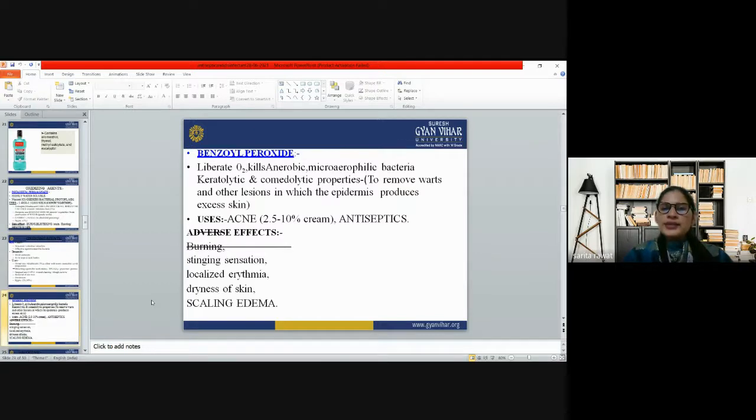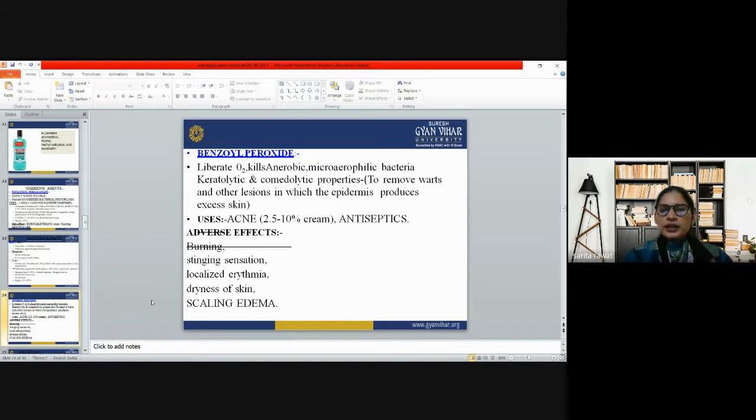Then we have benzoyl peroxide. Benzoyl peroxide liberates oxygen and kills anaerobic microphilic bacteria, and has keratolytic and chemotolytic properties. It is widely used to remove warts and other lesions in which the epidermis produces excess skin. Its most common use is in acne, where a 2.5 to 10% cream is used as an antiseptic for the treatment of acne.